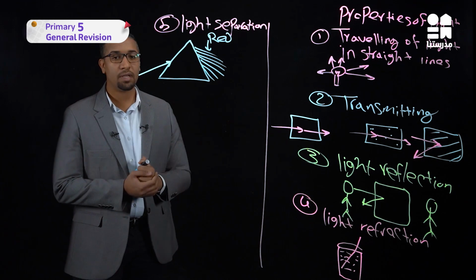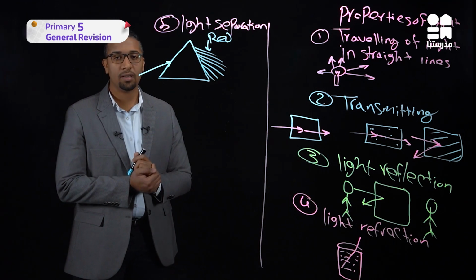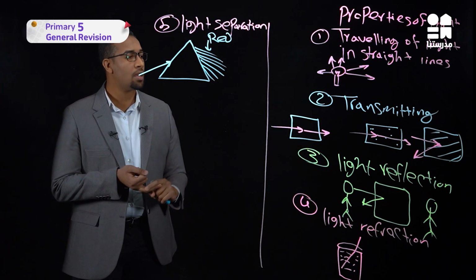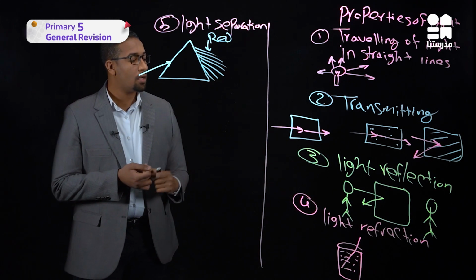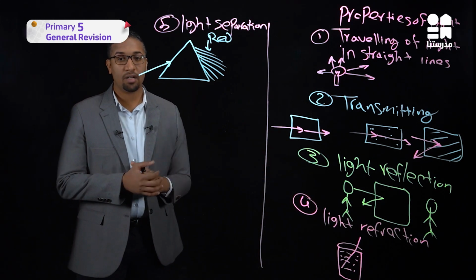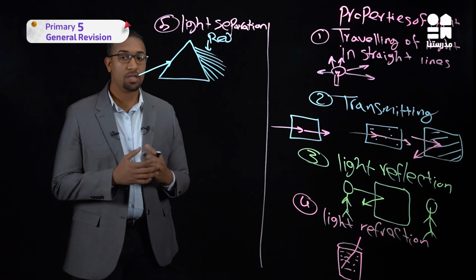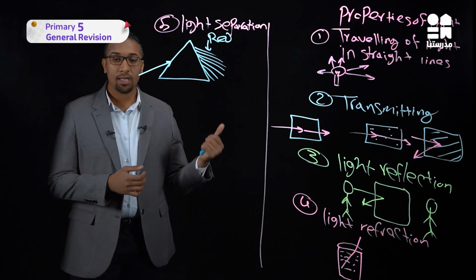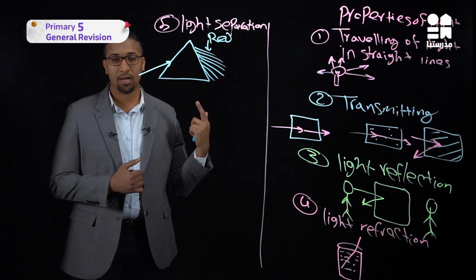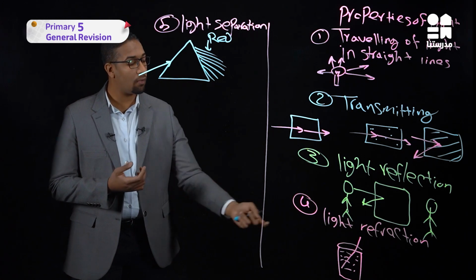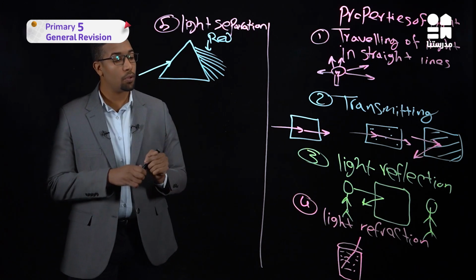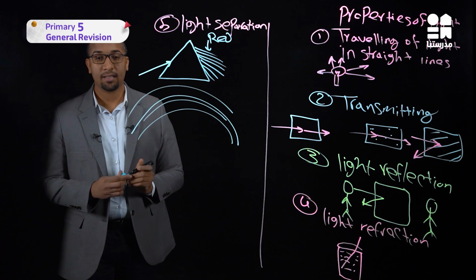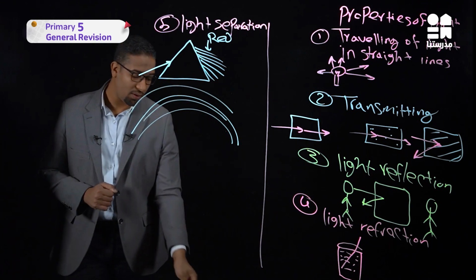First property, 2 phenomena occur because light travels in a straight line, which are formation of shadow and formation of images through narrow holes. Property number 3, the phenomenon is light reflection. We see our image in a mirror. Property number 4, we see the pencil or the pen or the rod seems broken because of light refraction. And we see a rainbow in the sky because of what? Because of light separation. So let's continue our revision.